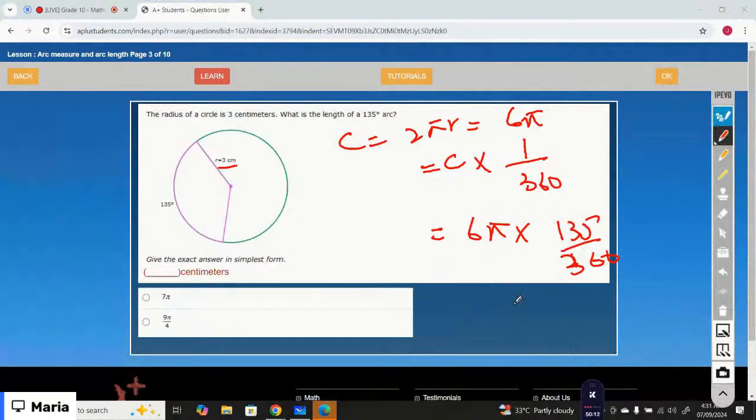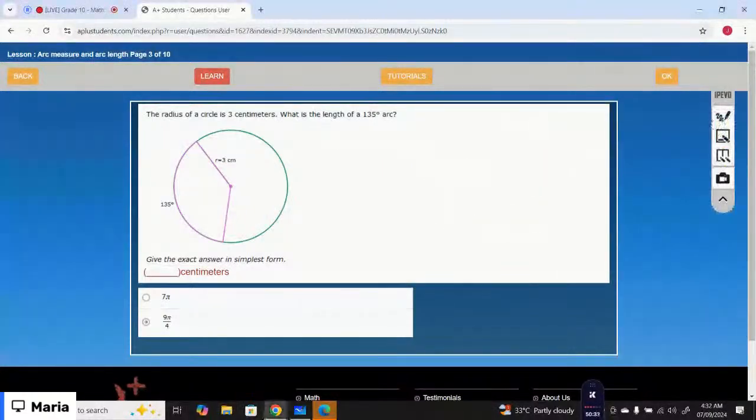That is 9 pi by 4, option number 2 is the correct option, right? Okay, you can complete the lesson by yourself later today.